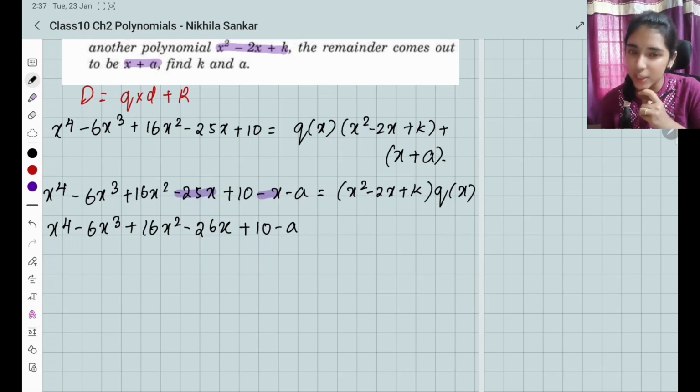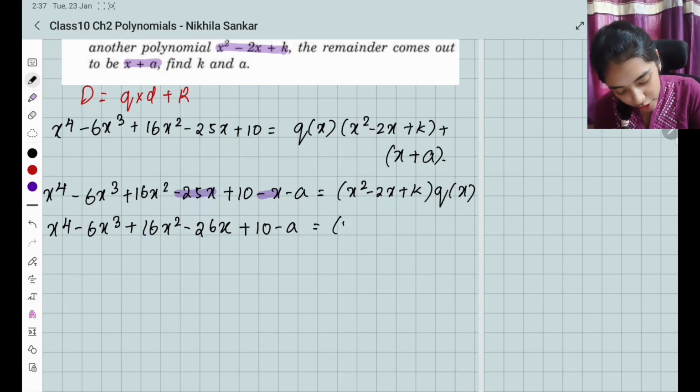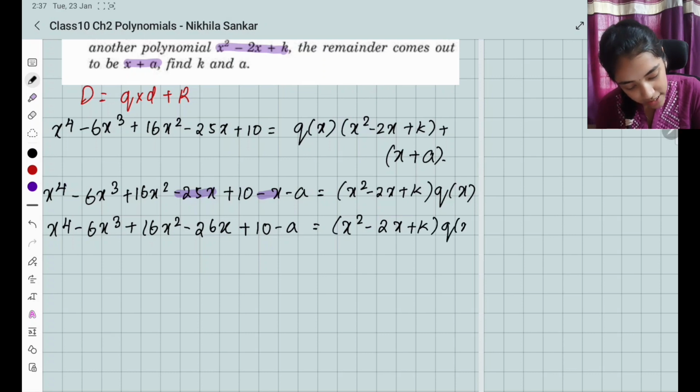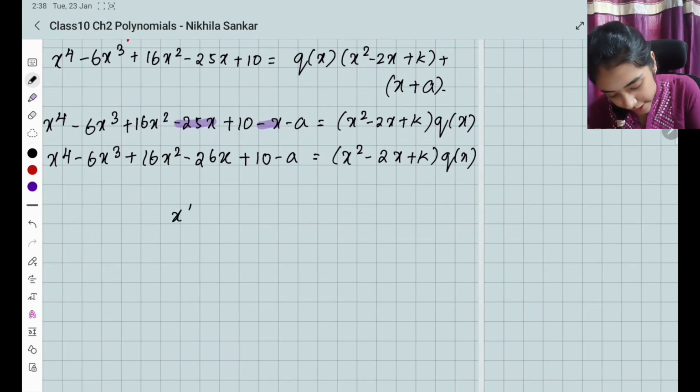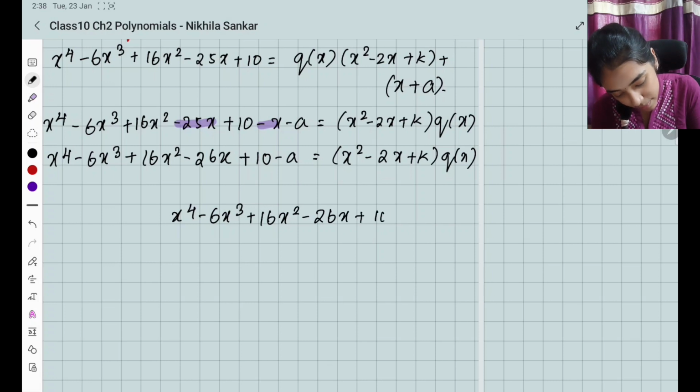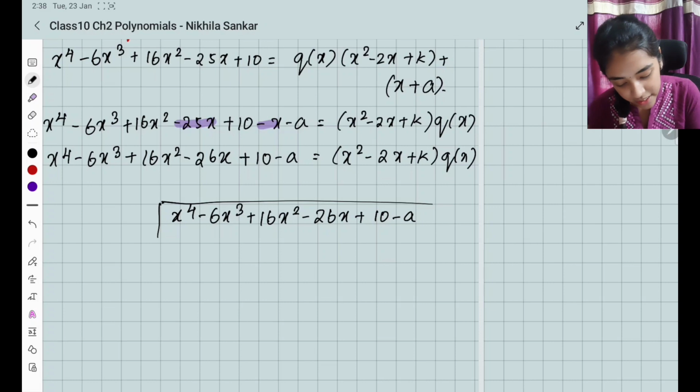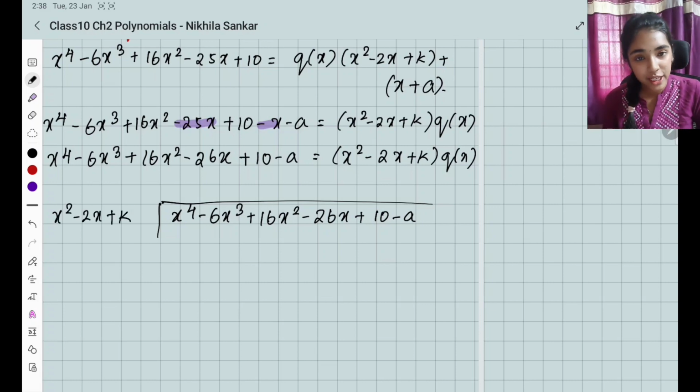Okay, reminder already கொடுத்திருக்குனா இந்த மாதிரி எழுதி you have to find your new dividend. So this is going to be x square minus 2x plus k times q of x. புரிஞ்சுதா? Now we are going to divide. So we have x power 4 minus 6x cube plus 16x square minus 26x plus 10 minus a. The plus 10 minus a is going to be the constant. Okay, divided by x square minus 2x plus k. We have to find the value of k and a.